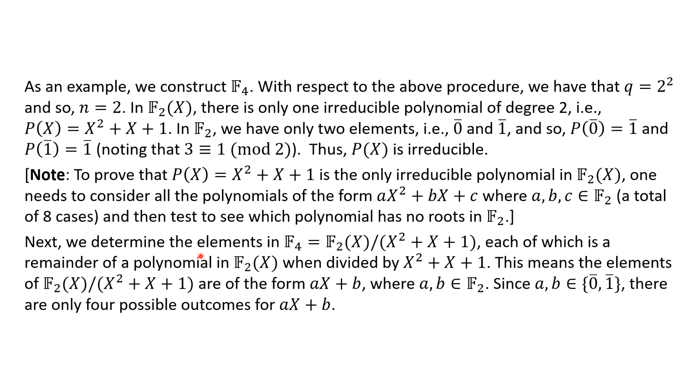irreducible. Next, we determine the elements in our quotient ring. So it would be F sub 2 of x mod the irreducible polynomial, each of which is a remainder of the polynomial in F sub 2 when divided by our irreducible polynomial. This means the elements of our quotient ring are of the form ax plus b, where a and b are in F2, the integers mod 2. And since a and b are either 0 or 1, there are only 4 possibilities.